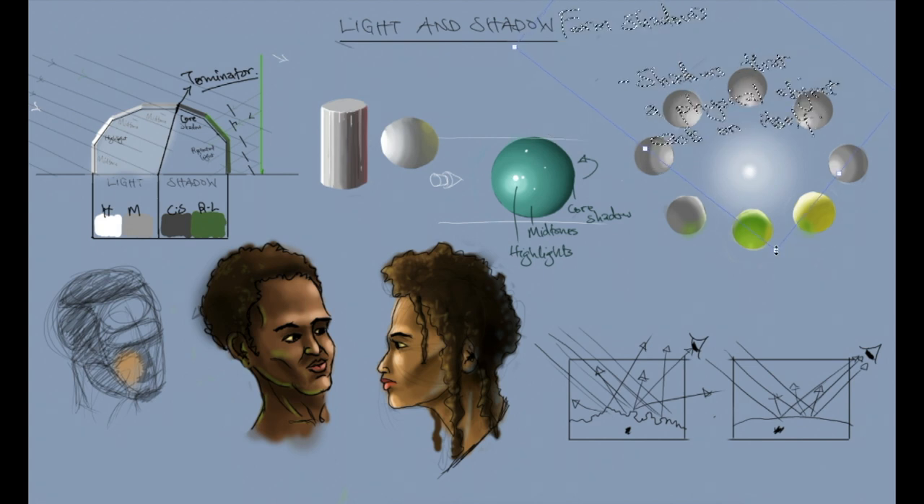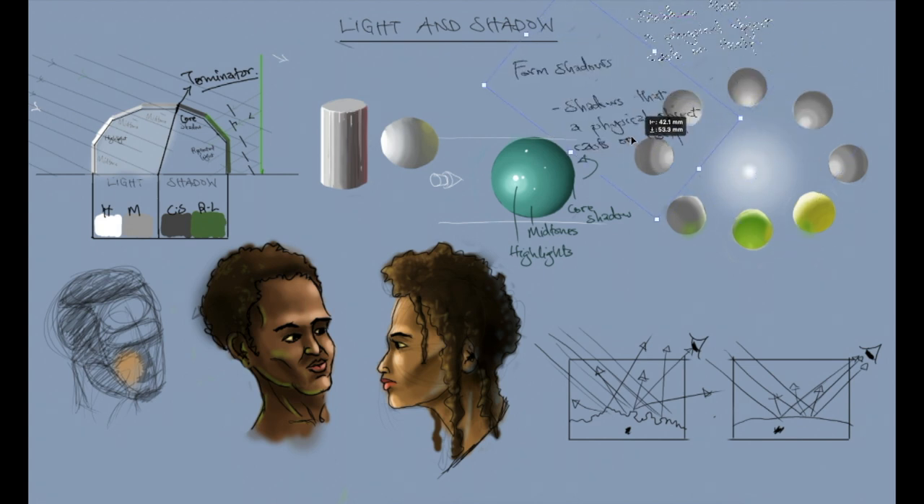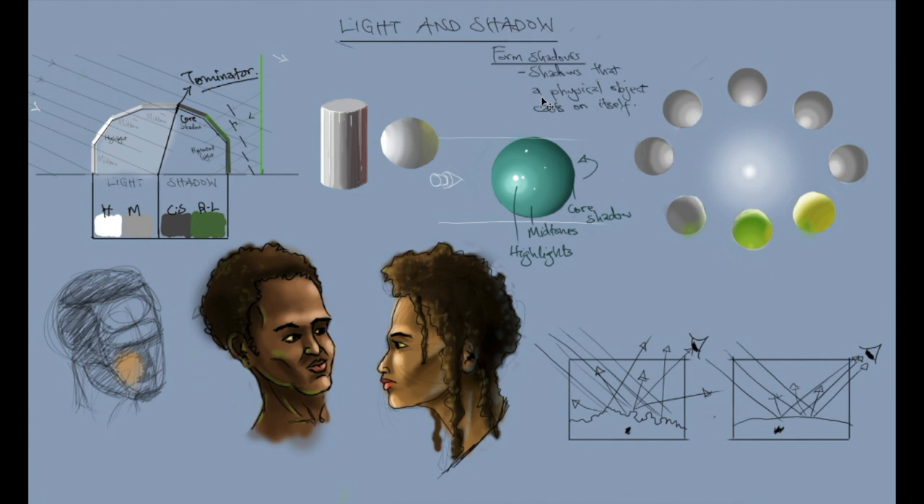So in all these cases, all you've seen is how light behaves around a particular object. If this cylinder was a tree trunk, the shadowed side of the tree trunk would be the form shadow, but then the shadow that the tree would cast on the ground would be something else. So this is what we're going to be talking about in the next section. This is called a cast shadow. So in the next section, we're going to talk about cast shadows.